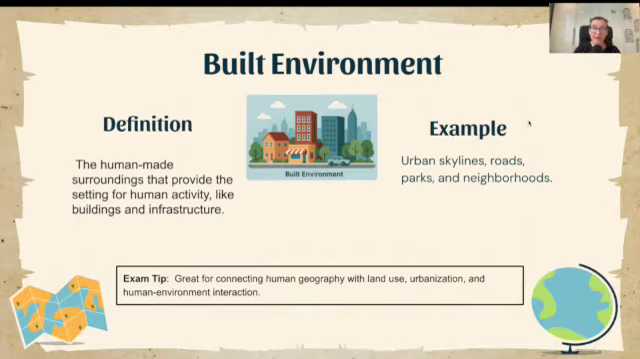Built environment. This is the human-made surroundings that provide the setting for human activity, like buildings and infrastructure. For example, urban skylines, roads, parks, and neighborhoods. This is great for connecting human geography with land use, urbanization, and human-environment interaction.